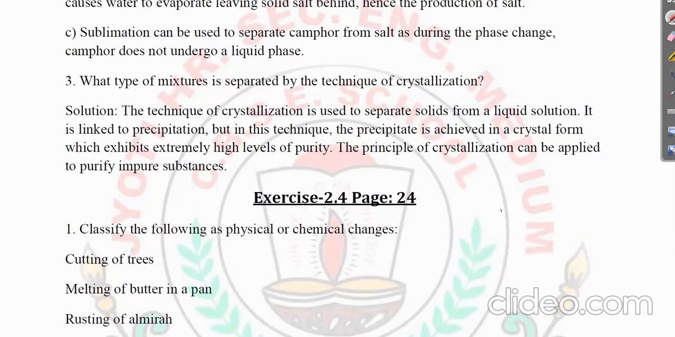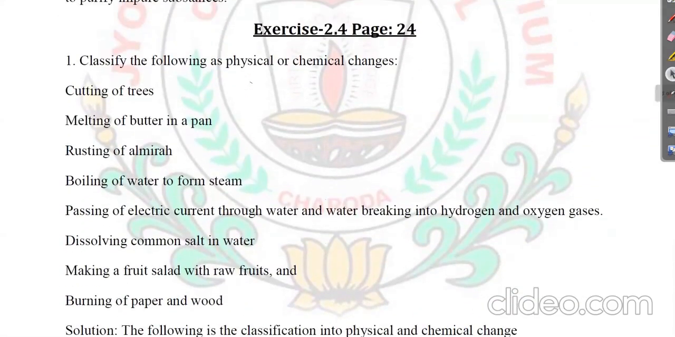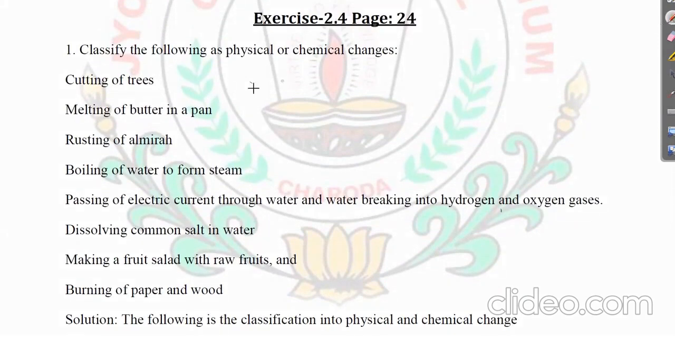Next, page number 24, exercise 2.4. The question asks us to classify the given changes into physical or chemical changes. First is the cutting of a tree, melting of butter in a pan, rusting of almirah, boiling of water to form steam, passing of electric current through water and water breaking into hydrogen and oxygen, dissolving common salt in water, making a fruit salad with raw foods, and burning of paper and wood.